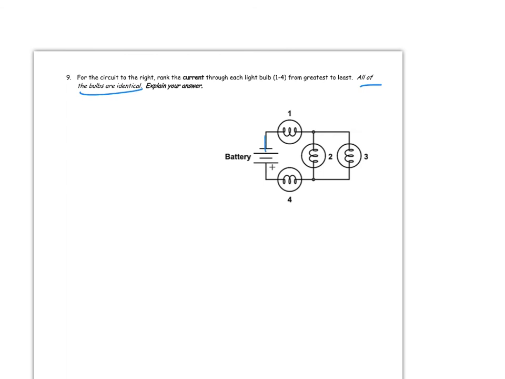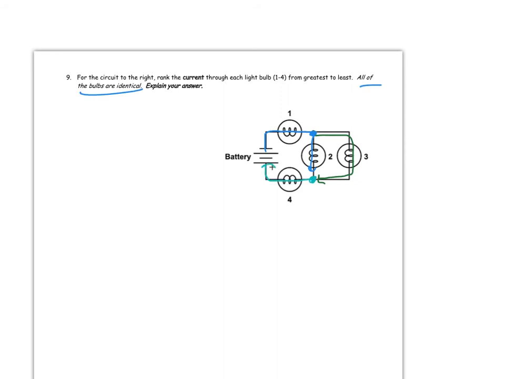Current's going to leave the battery. All of it goes through light bulb 1. It then comes to this junction. Some is going to split and go through light bulb 2. Other current is going to take this green path around through light bulb 3. That all is going to come back together at this junction here and all go through light bulb 4.